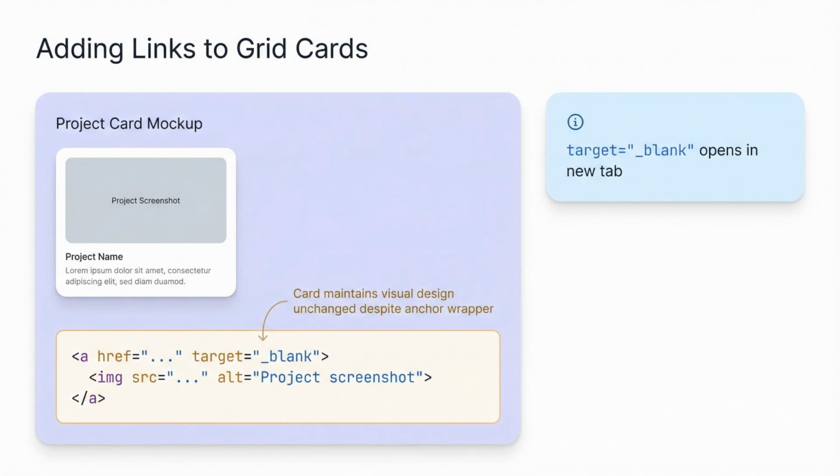Once the grid cards are styled, the instructor wraps each card in an anchor tag so they become clickable links to the actual projects. Using target_blank ensures the link opens in a new browser tab, standard behavior for external project links. The key point is that wrapping in an anchor tag should not break the card's visual design.